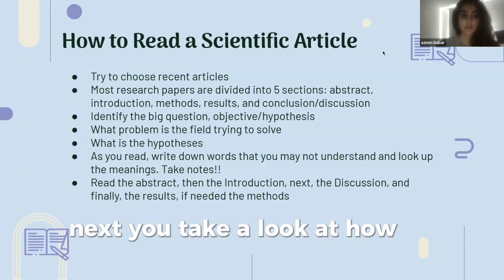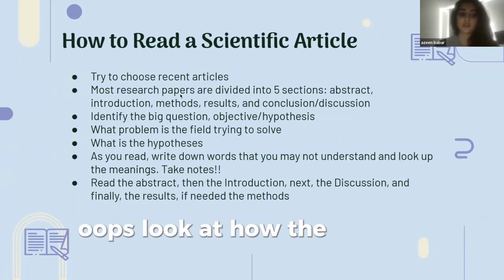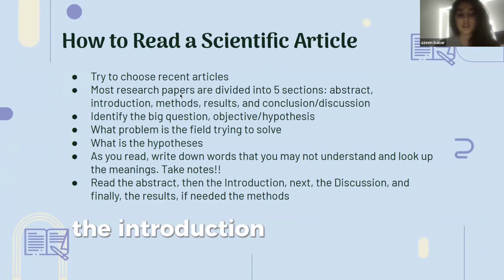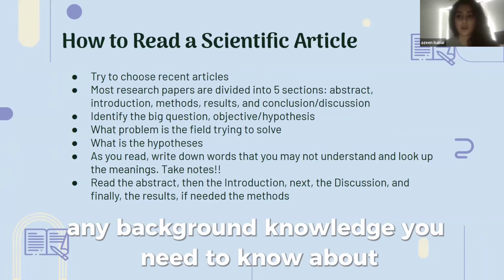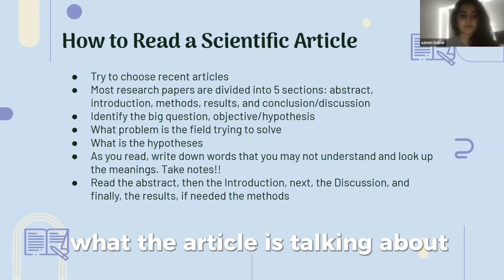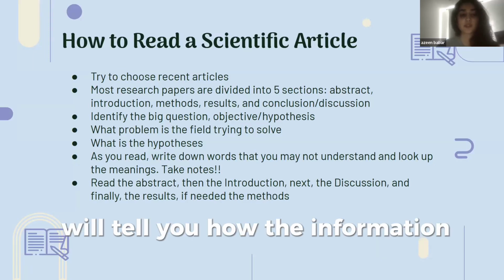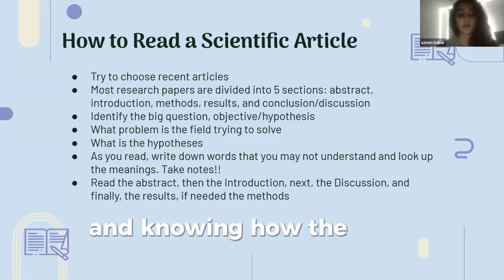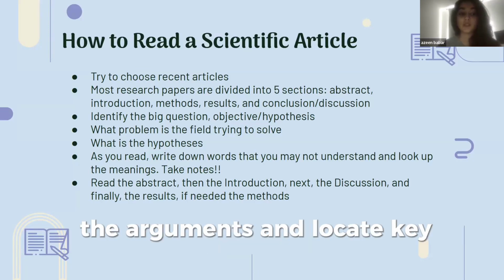Next, look at how the article is organized. The introduction often includes previous knowledge, any overall statements, or background knowledge you need to know about what the article is talking about. The section headings will tell you how the information is structured, and knowing how the paper flows will make it easier to follow the arguments and locate key points.